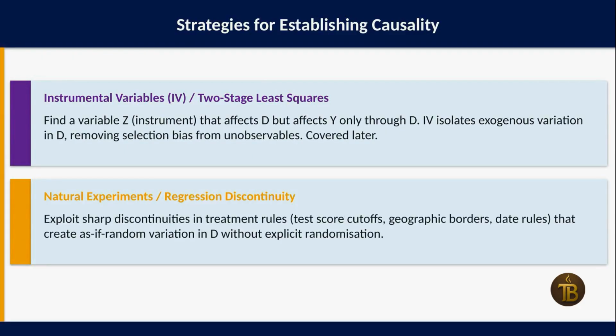And the fourth strategy is natural experiments and regression discontinuity designs, exploiting sharp cutoffs like test score thresholds, geographic borders, or specific dates that create variation in treatment that's essentially as good as random, without an actual experiment.